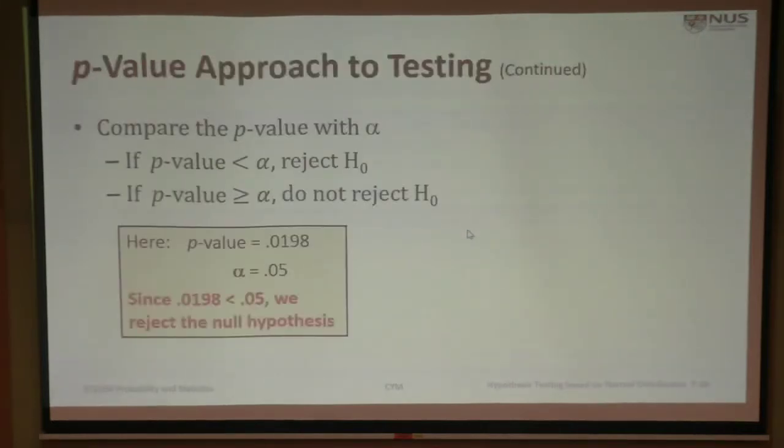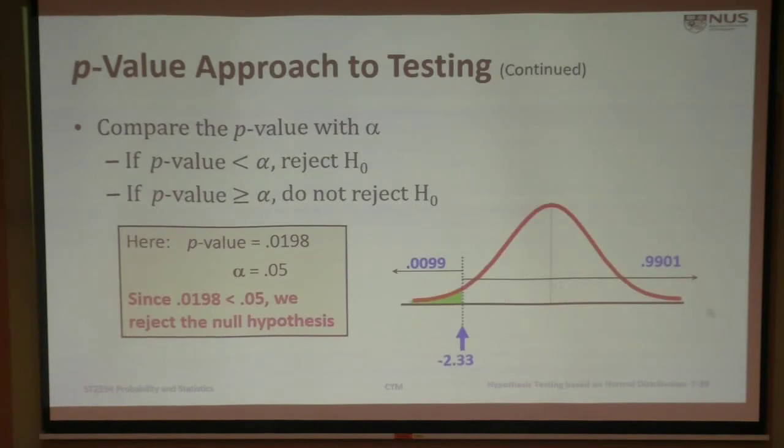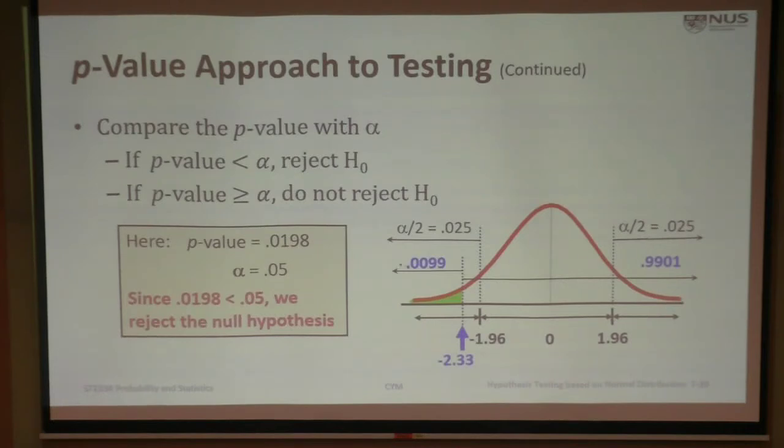So this is how we decide. If I go back to the problem here, now I multiply this probability by 2, so the p-value is 0.198, and this number is less than 5%. So I reject the null hypothesis, which means that based on the sample data, the test statistic value of minus 2.33 is considered extreme. And I reject the null hypothesis.